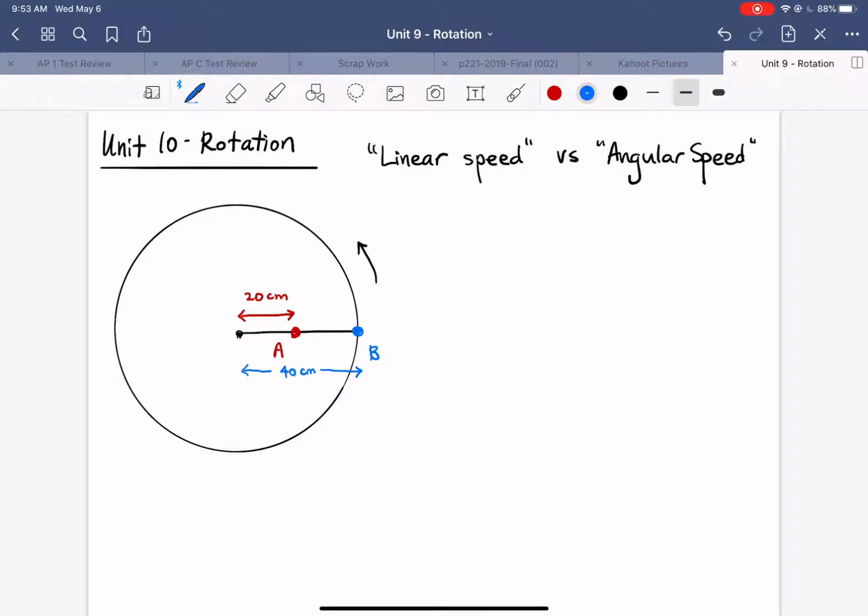Hey everyone. So today we're starting the final unit in this class, which is the unit on rotational motion. There are a lot of new concepts and new ideas that turn up in this unit, and today I'm just going to talk about one or two of them.